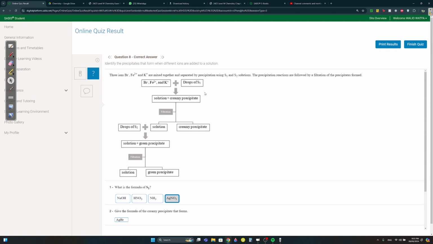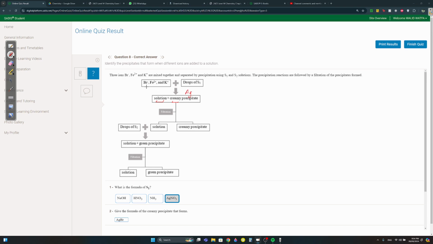Question 8. We have 3 ions, Br minus, Fe2 plus, and K plus, mixed together and separated by precipitation using S1 and S2 solutions, with the precipitation reactions followed by filtration. Let's see here. We added some drops of S1 and we got a solution and a creamy precipitate. Immediately, the only thing that gets you a creamy precipitate means you added Ag to Br, right?